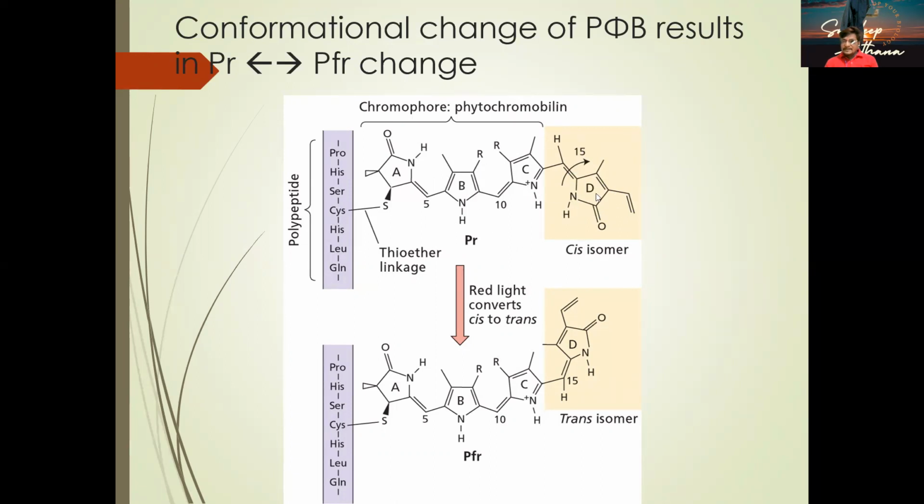Look at this. Just for your understanding, this is on the lower side, so it's going to be cis, and if it goes up, you can see over here, this is going to be trans. The basic connotation is that in this cis, these two groups are coming very close to each other, whereas in trans they are a little far from each other. So red light converts the cis form of the PR, or cis form of the phytochrome, into the trans form. So the cis form is also called PR, and the trans form is also called PFR. And you can see on the left hand side, this is the chain of amino acids. This is the protein part.